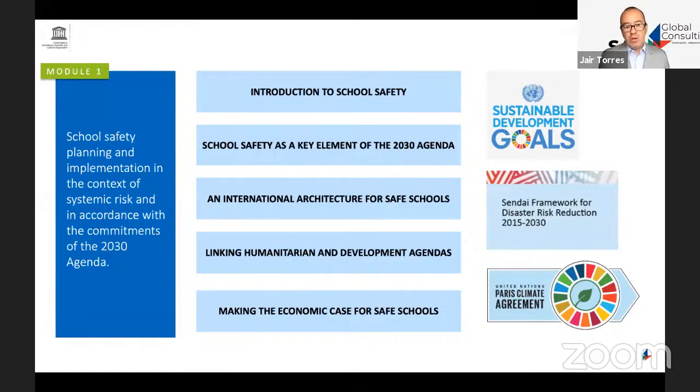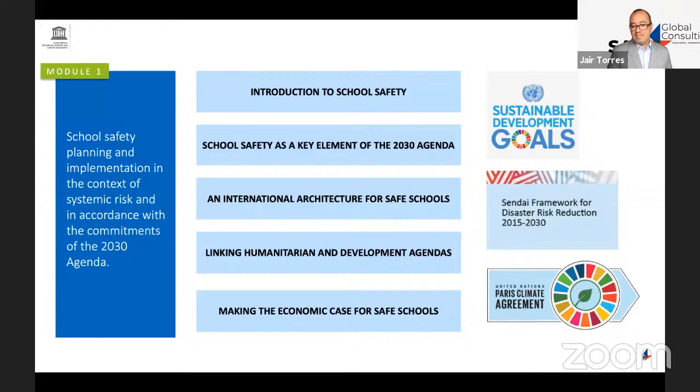We will finish this module talking about the economic case for safe school. So why is it important to invest in school safety, but not just because of the moral issue of it being important to invest in education, but how we can consider that investing in safe school is a good idea, a good strategy in order to recover the whole economy.